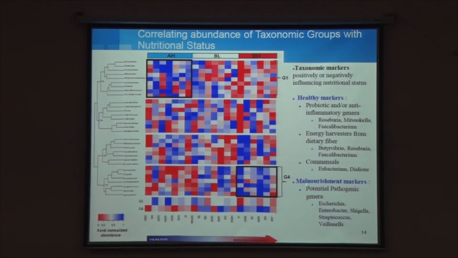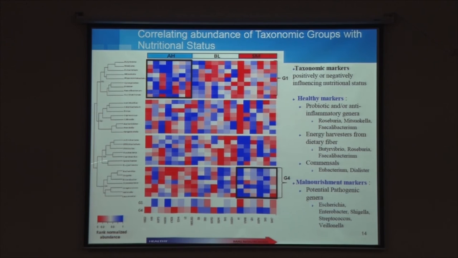So we call this the G1 group the healthy biomarker, whereas this group has more potentially pathogenic bacteria, Shigella, E. coli, Streptococcus, and so on. So this we call the malnourished marker in this particular case.